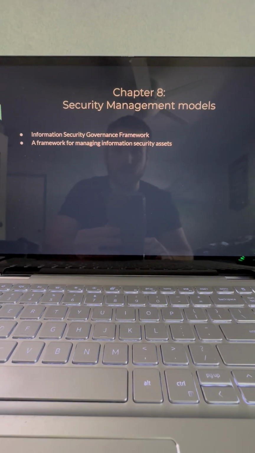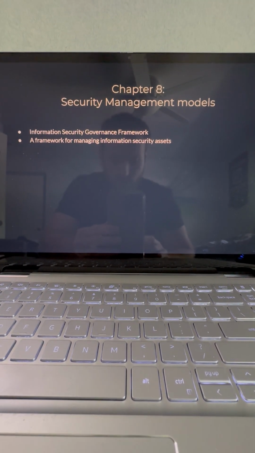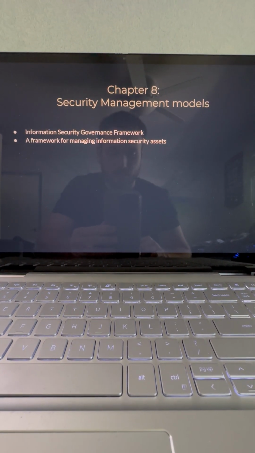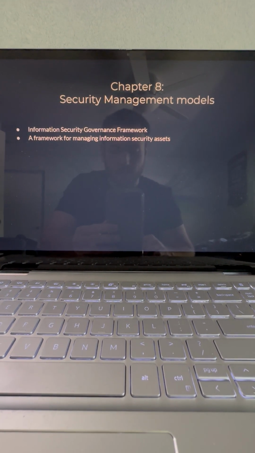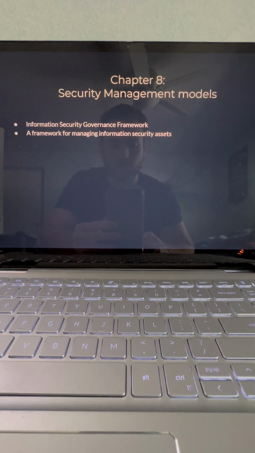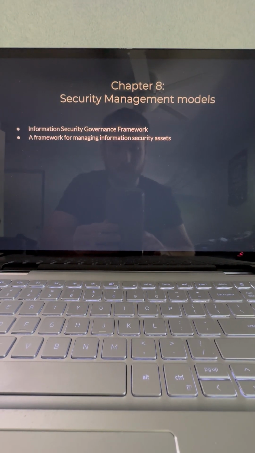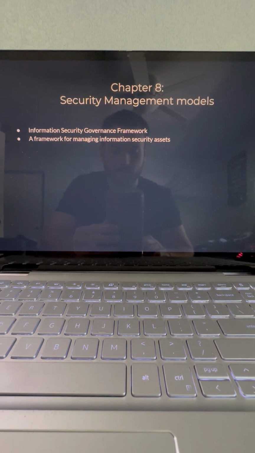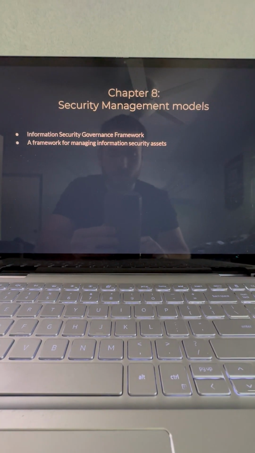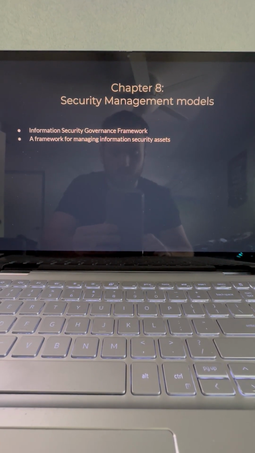Chapter 8, we look at security management models, and we look at the information security governance framework. So it is crucial for effectively managing and securing an organization's information assets. It involves establishing policies, procedures, and controls to ensure that information security objectives align with business goals and regulatory requirements. The Information Security Governance Framework provides a structured approach and the best practices for organizations to develop a robust governance structure, including defining roles and responsibilities, establishing accountability, and implementing appropriate controls.